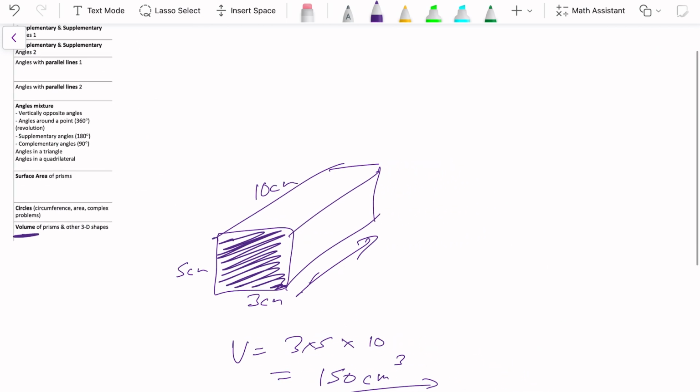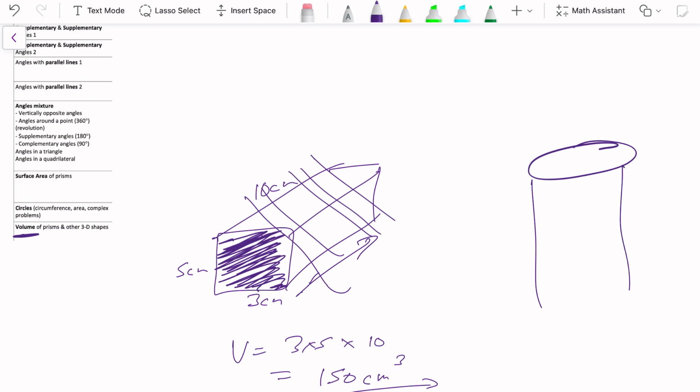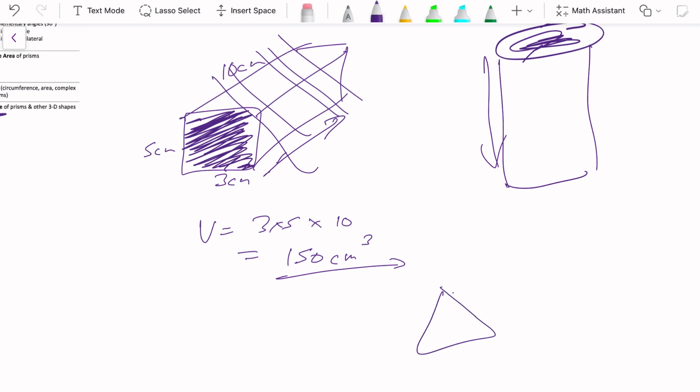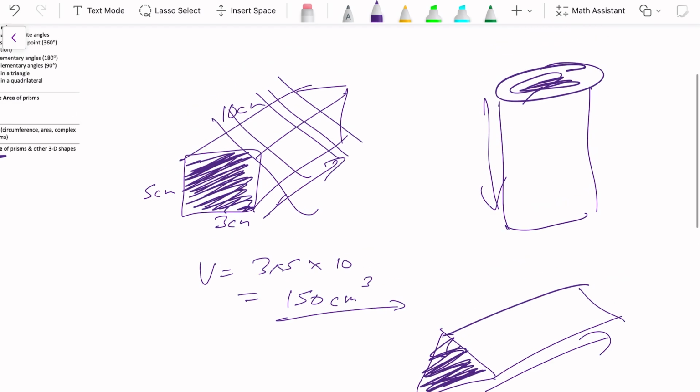Right, so just remember you need to find the area of the cross section and multiply it by the third dimension. So that's why prisms are easy to find volumes, because they are cut into slices. So that would be the same as finding the volume of a cylinder. You just literally find the area of the circle and times it by the third dimension. Or a triangular prism. Find the area of the cross-section of the face and times it by the third dimension. So prisms, volume, super easy.